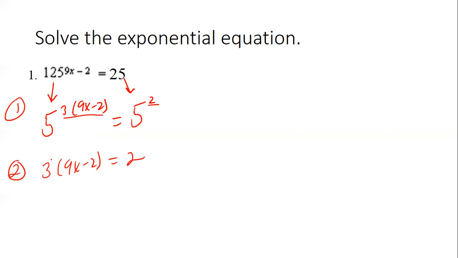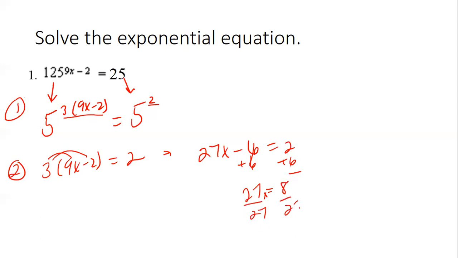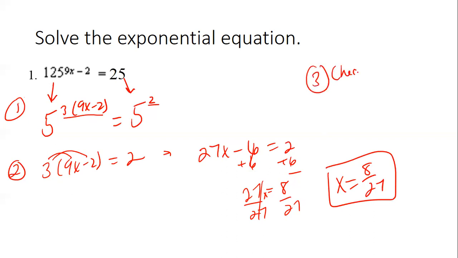You're going to distribute. So we get 27x minus 6 equals 2. And then we're going to add 6, and we get 27x equals 8. And then we divide by 27. So you should have gotten x equals 8 over 27. And then always do what if you don't believe in yourself? Check it. All right, please stay in your seat until I dismiss you.